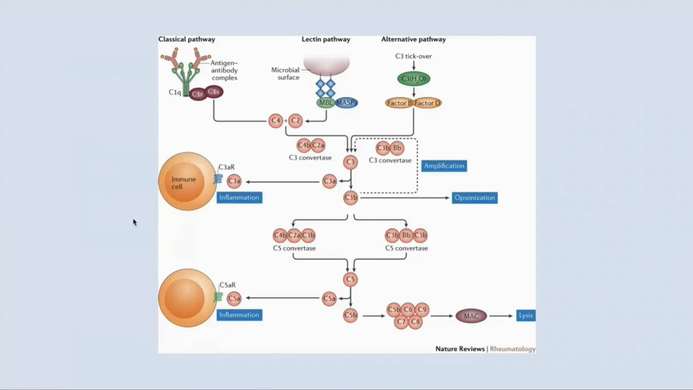The lectin pathway, like I said before, has to do with certain types of carbohydrates that are identified, like dectin-1 and whatnot, and it goes from there. The alternative pathway, again, involves other factors like factor B and factor D, which can start the C3 conversion through certain other mechanisms.